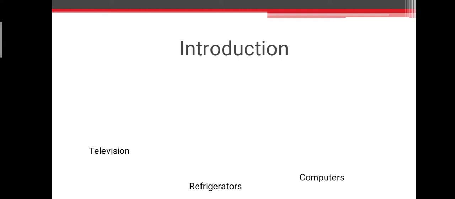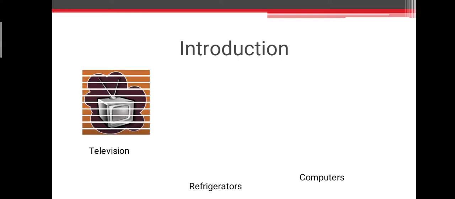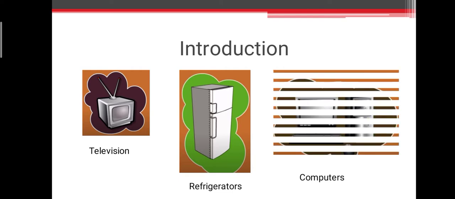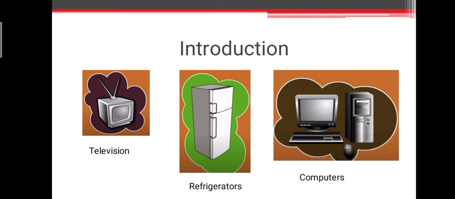Let me give you the introduction. In your surroundings you have observed televisions, refrigerators, and computers. All of these are called electric appliances, right? But have you ever thought about how a television, refrigerator, and computer work, or the bulbs, your mobile chargers, the tube lights, and other things like your oven, your sandwich maker, your straightening iron? All of these work with the help of electricity. That is why we call them electric appliances.